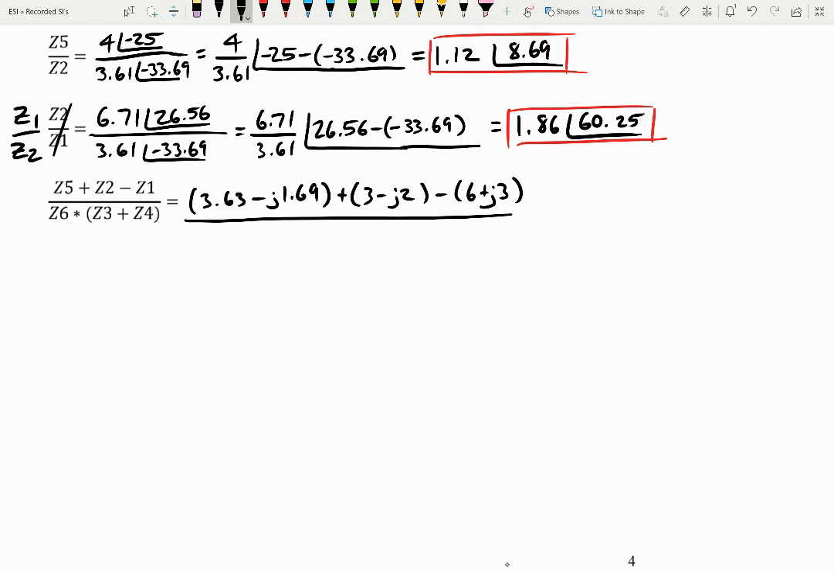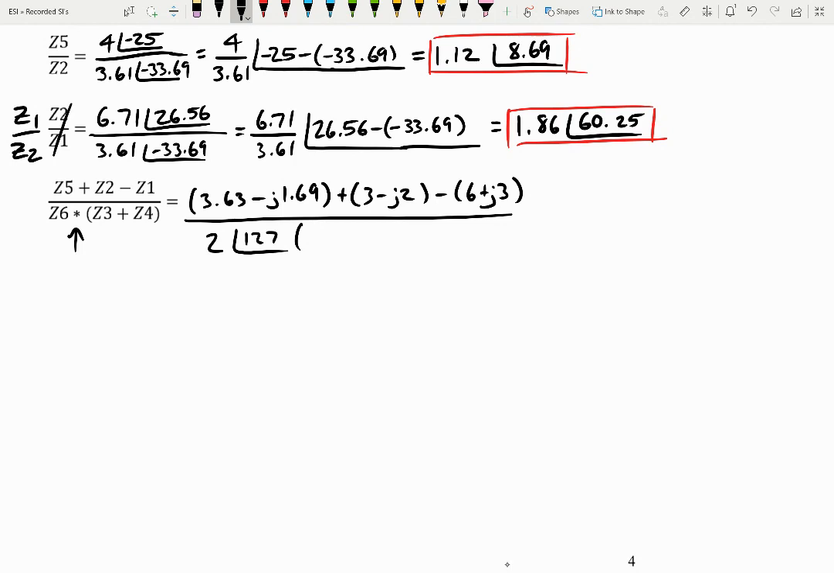Then Z6. Since we have this multiplication right here, I'm going to leave Z6 in its phasor form, because I know I'm going to be multiplying that in just a bit. And also, since we're doing division, it's just advantageous for us to leave it like this. So 2 at 127.